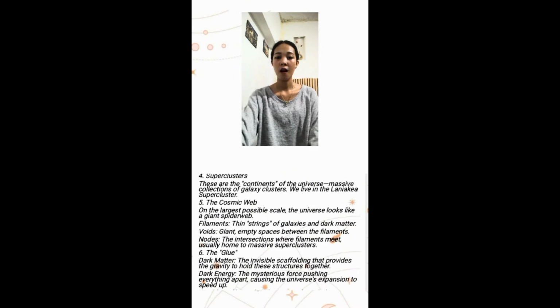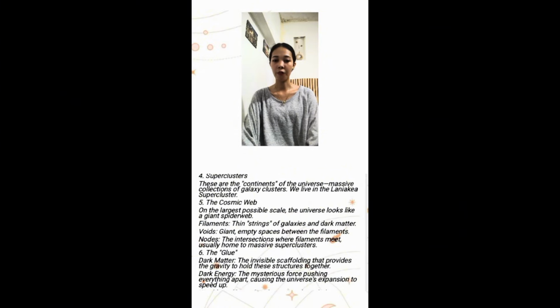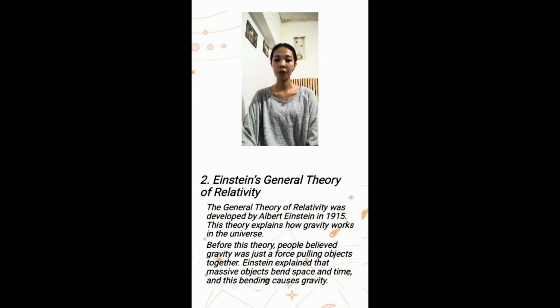Number five is the cosmic web. On the largest possible scale, the universe looks like a giant web. First are filaments, thin strands of galaxies and dark matter. Number two are voids, giant empty spaces between the filaments. Next are nodes, the intersections where filaments meet, usually home to massive superclusters. And the sixth is the blueprint: dark matter, invisible scaffolding that provides the gravity to hold these structures together, and also dark energy, the mysterious force pushing everything apart, causing the universe's expansion to speed up.